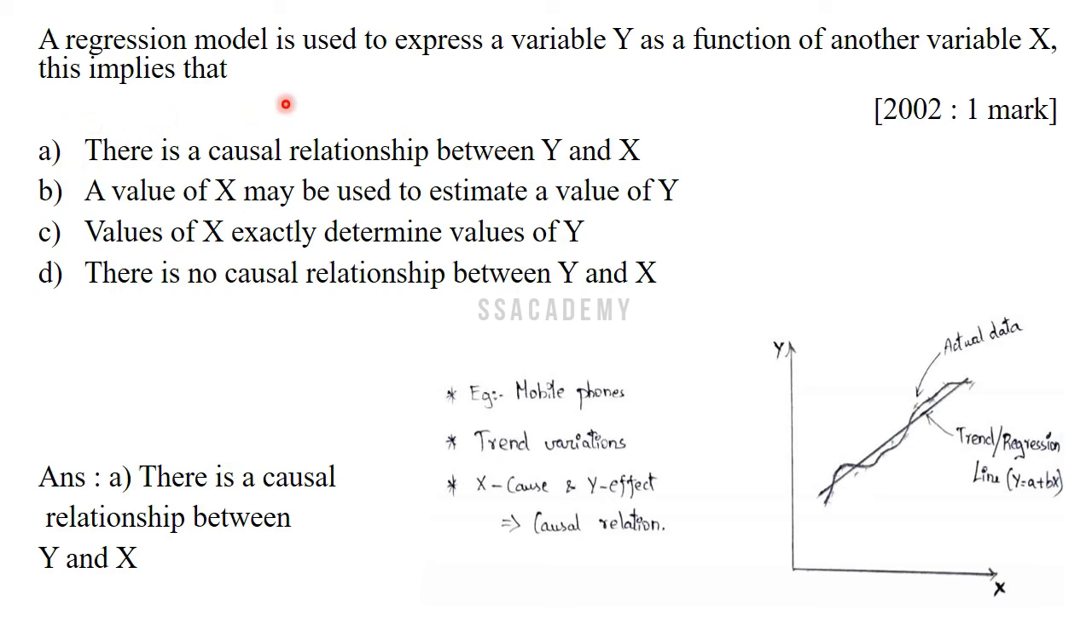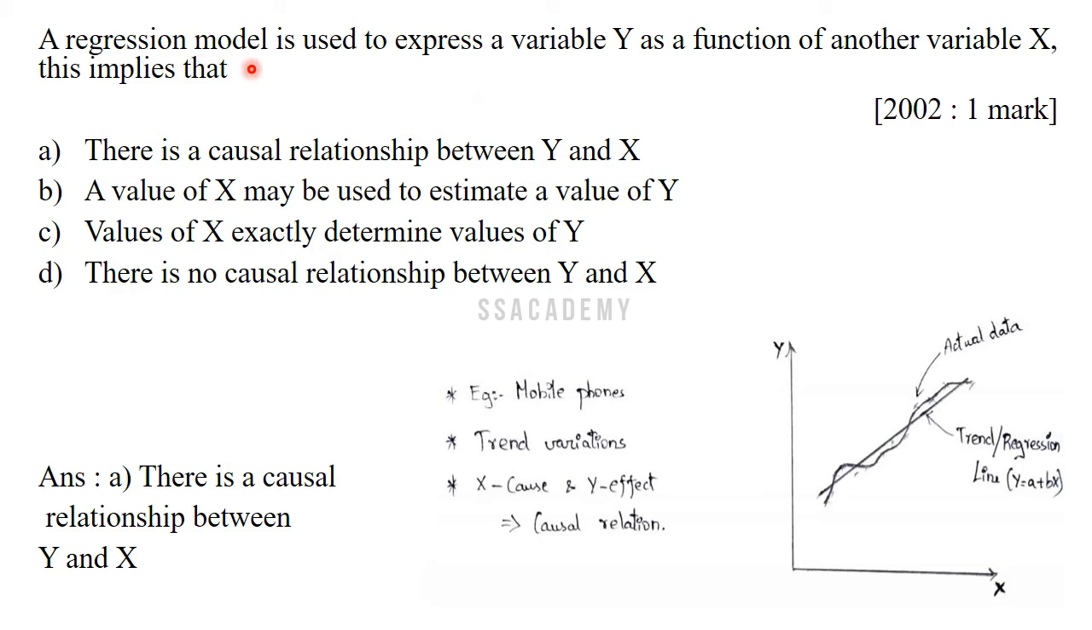A regression model is used to express a variable y as a function of another variable x. This implies that there is a causal relationship between y and x. A value of x may be used to estimate a value of y. Values of x exactly determine values of y. There is no causal relationship between y and x. This question is being asked in 2002 GATE as 1 mark.